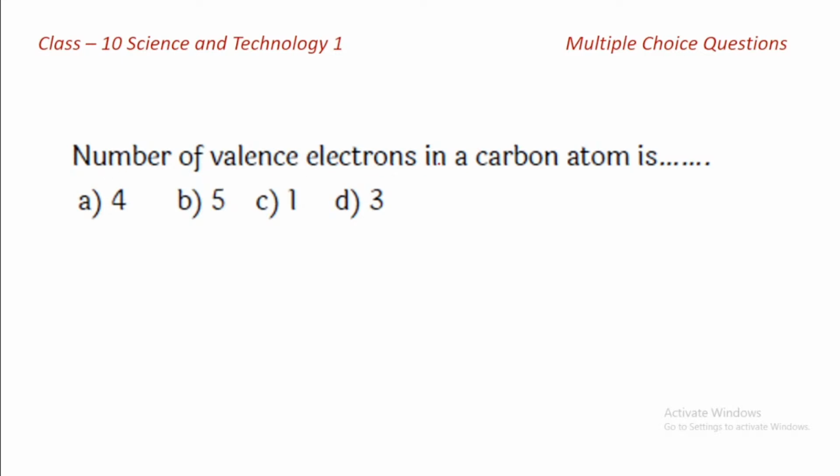The number of valence electrons in a carbon atom is dot dot. Options are 4, 5, 1 and 3. So obviously 4 is the correct answer for this one. The number of valence electrons in a carbon atom is 4.